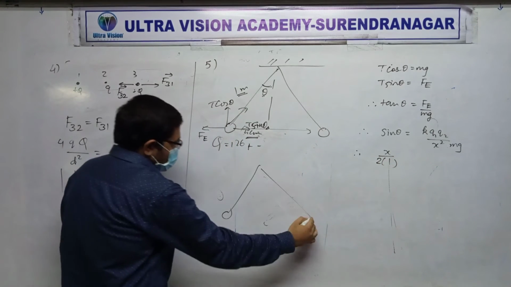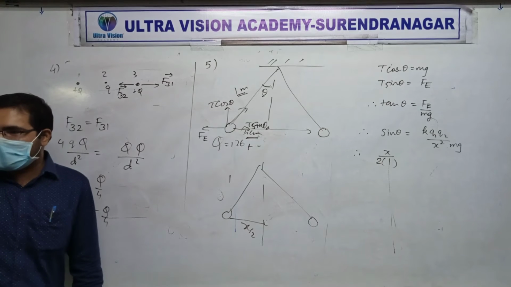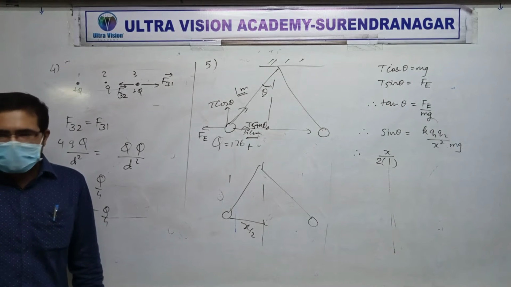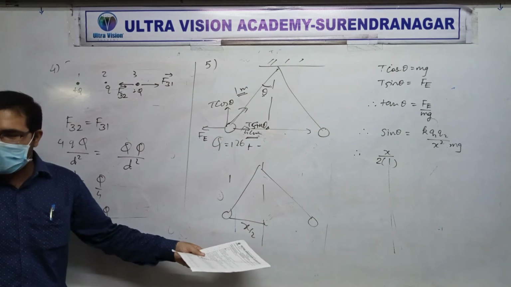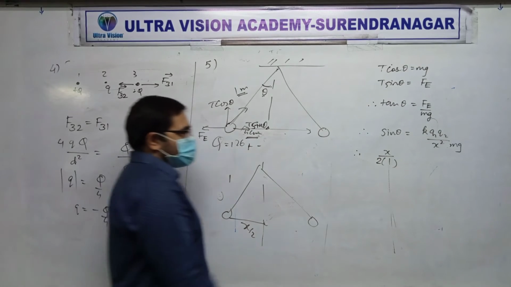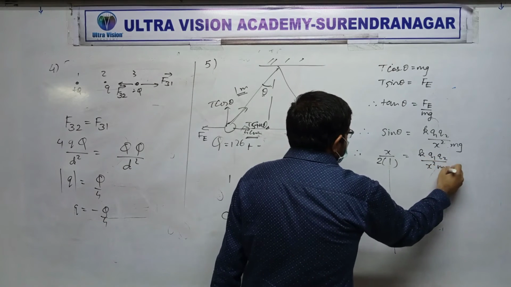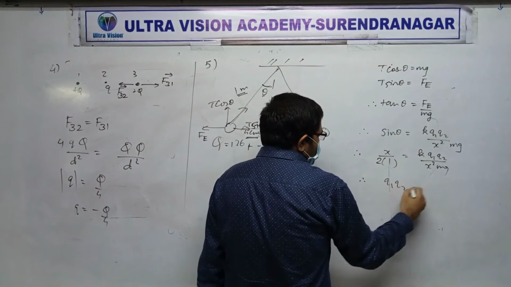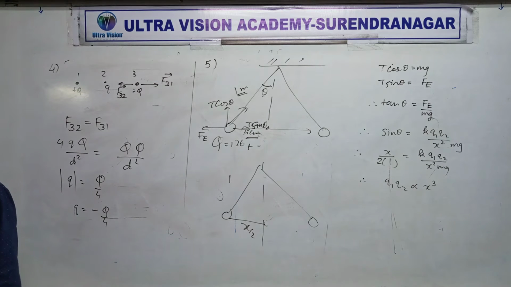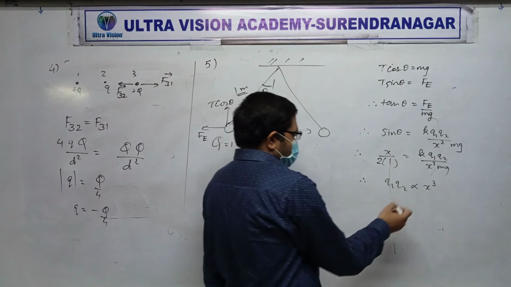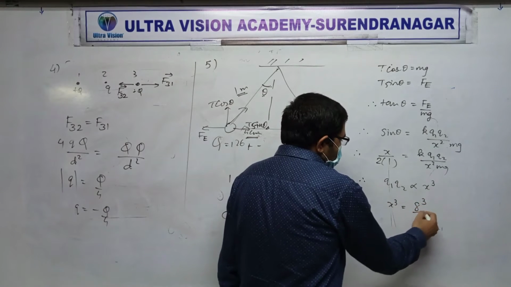The new triangle will be like this. When the distance is not 8 anymore, it is x. We want to find x. Clear? Okay, this is the old case. This is the new one. Fine. It is equal to k q1 q2 by x squared. So ultimately we get that q1 q2 is proportional to x cube. Yes or no? q1 q2 is proportional to x cube. Since the multiplication of charge has become half, x cube will become half. So x cube will become 8 cubed by 2.